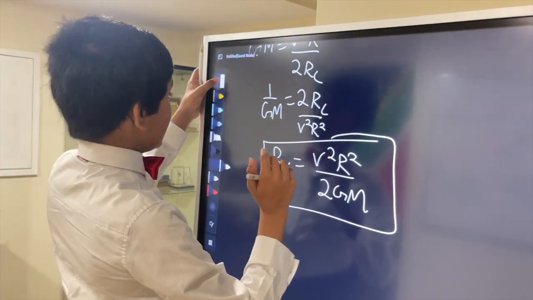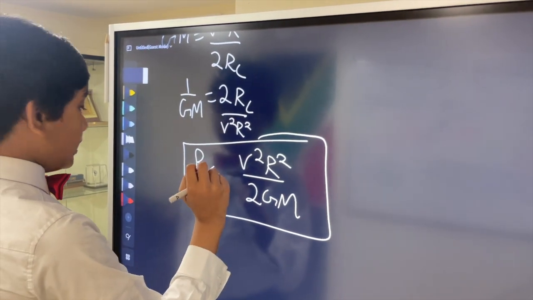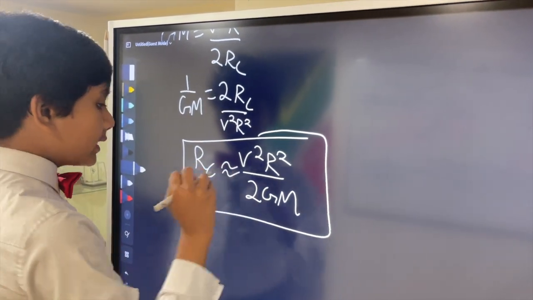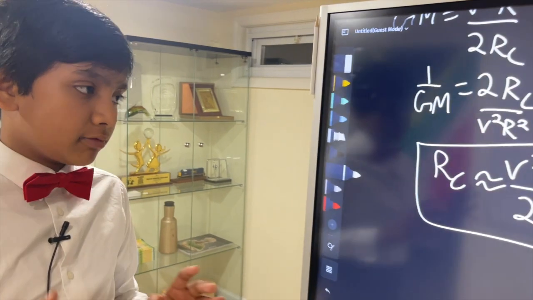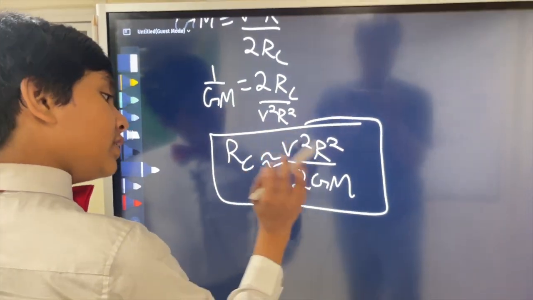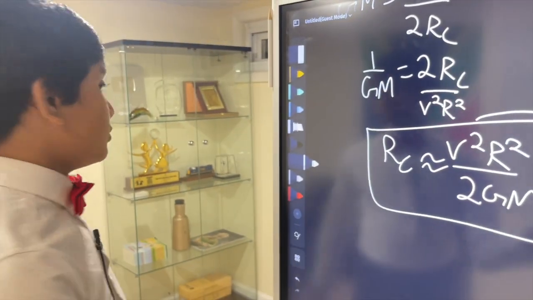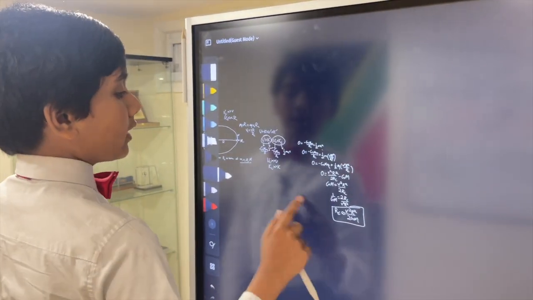And RC is approximately, because remember, we expressed U and K before as 0 when they really were a little more than 0, it's approximately V squared R squared over 2GM. And they said which one is the closest, I believe, anyway.